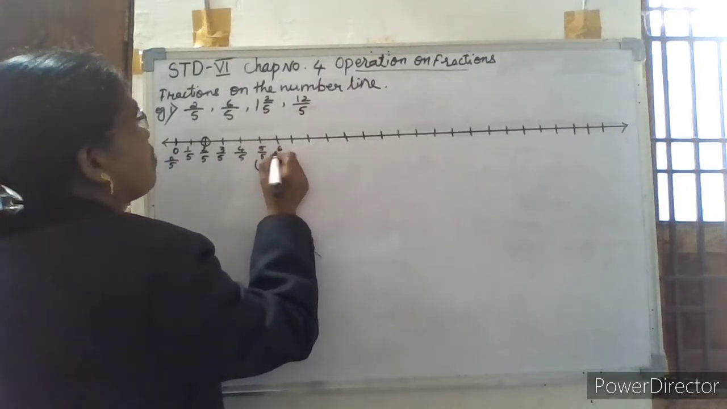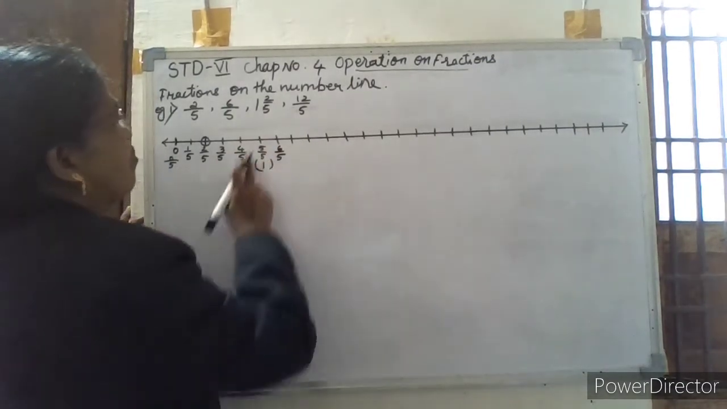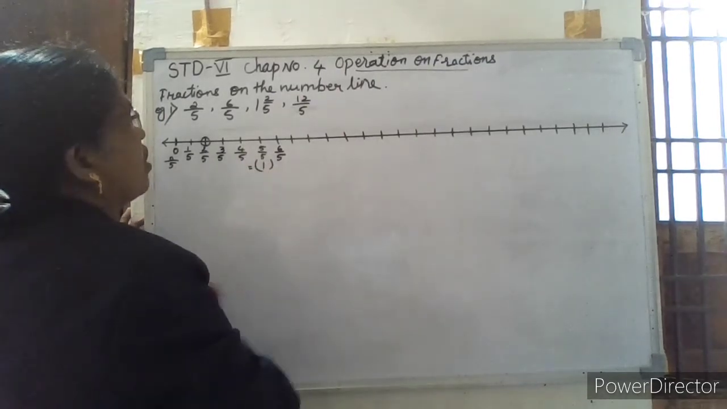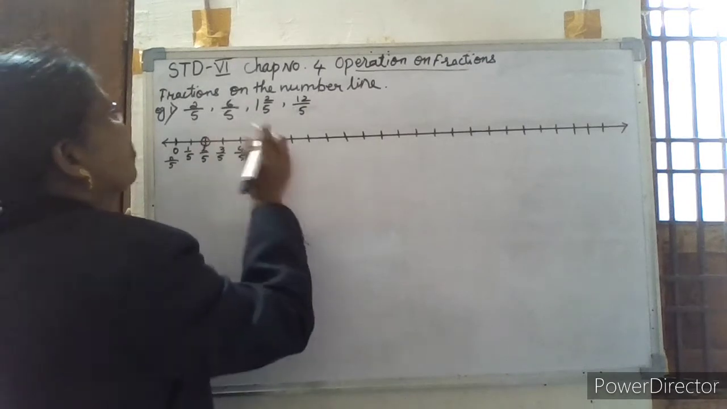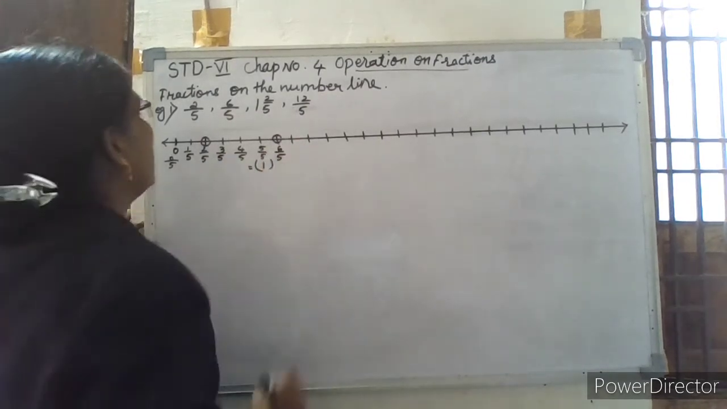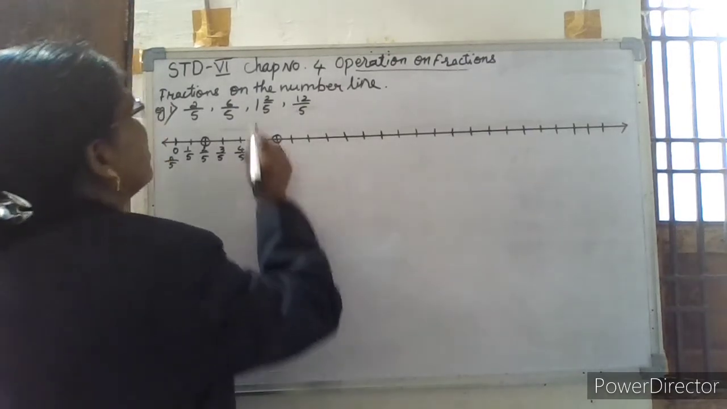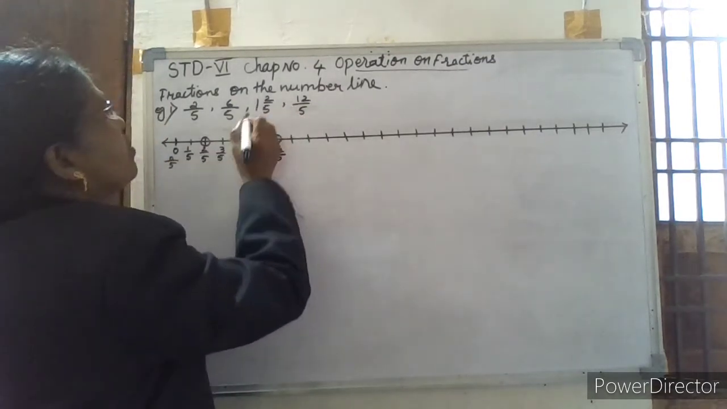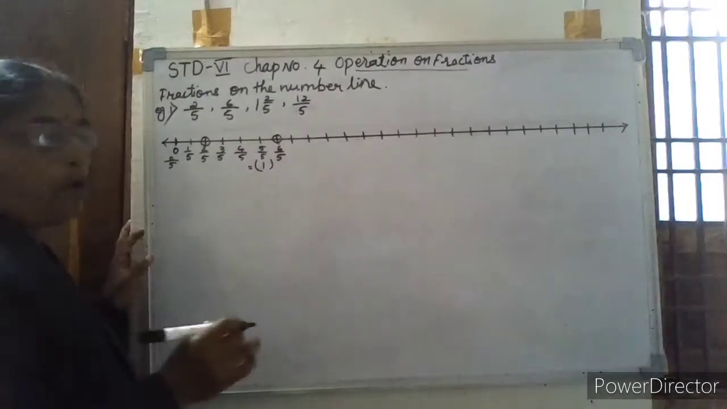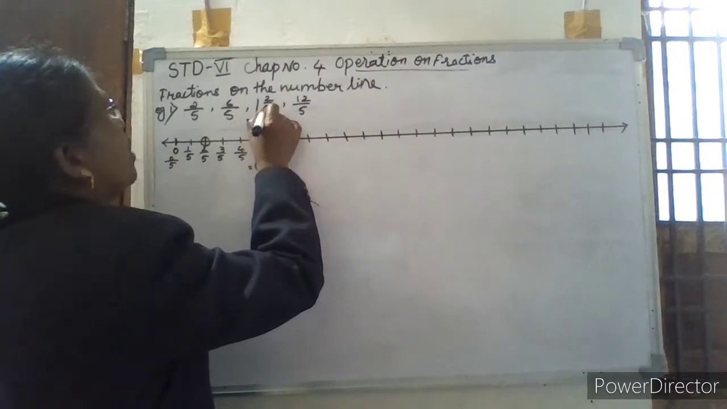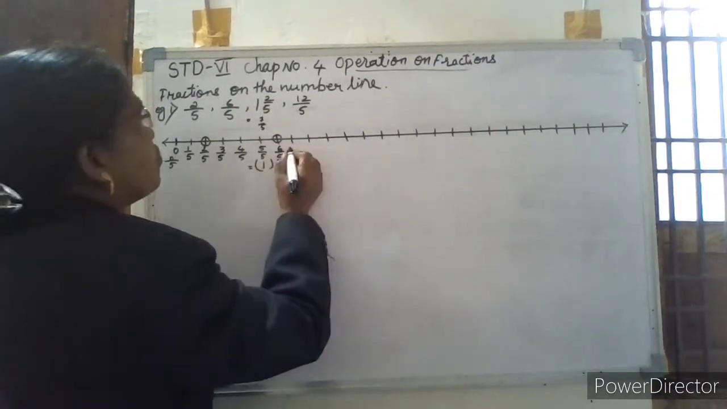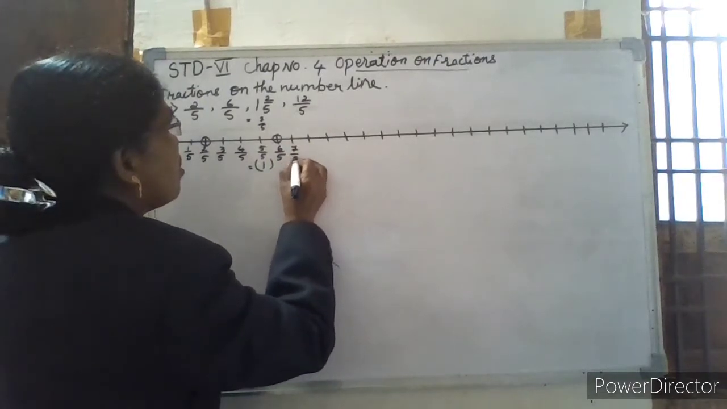5 by 5 is equal to 1. Then 6 by 5, so I have to plot 6 by 5. Make a circle here on the number line. Then 1 2 by 5 is a mixed number, so convert it into an improper fraction. This is equal to 5, 6, 7, so 7 by 5. The next one is 7 by 5, so make again a circle here.